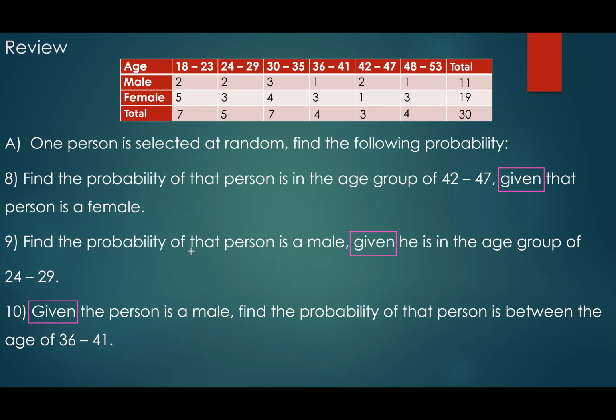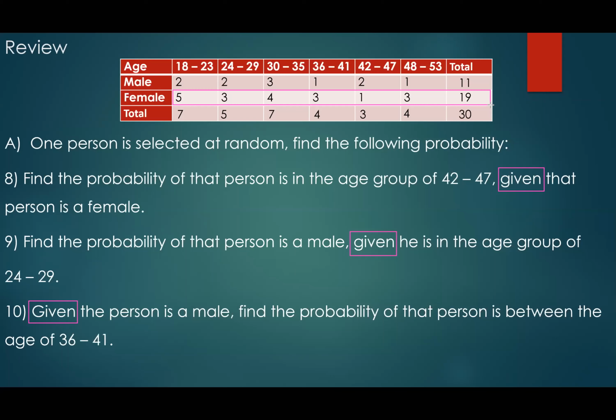You only select one person. One person is selected at random. Find the probability that the person is in the age group of 42 to 47, given that the person is a female. So what we have to take out first is the given part, which is what I need to extract out. I don't care about a male, right? Let's say in this classroom, I have males on one side and females on the other side. I say, okay, all males, I don't worry about you guys. I just take out the 18 female.